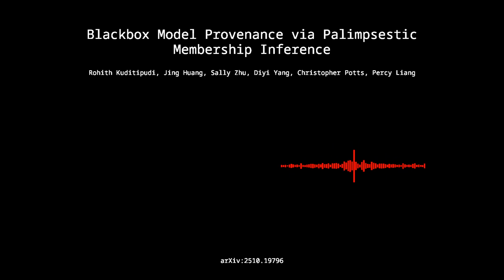Today we're tackling something pretty specific, really getting into the weeds of a technical paper. Blackbox model provenance via palimpsestic membership inference. Our goal here is to give you, our expert listeners, a solid, streamlined overview. We want to unpack the key methods, the formal setup, and importantly, the experimental results about model lineage and accountability for LLMs. Exactly. In this paper, it really frames the problem as an independence test.